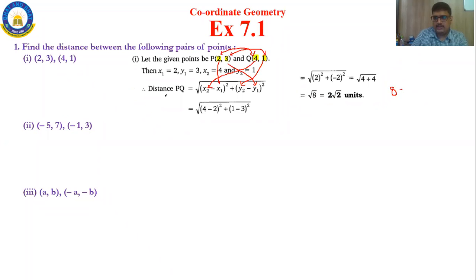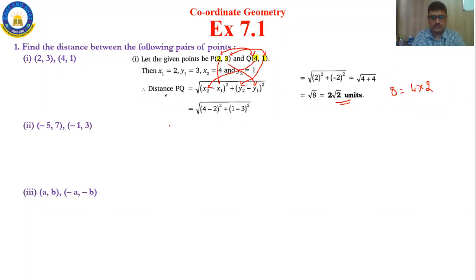I can write 8 as 4 into 2. Am I right? So the square root of 4 into 2: what is the square root of 4? The square root of 4 is 2. The square root of 2 I have kept as it is. So 2 root 2. I think this is very basic. All of you will be knowing that, I need not explain. Is that clear to all of you? This is a straightforward question. There is not much complexity involved in this, right?